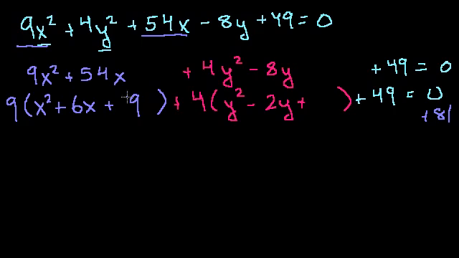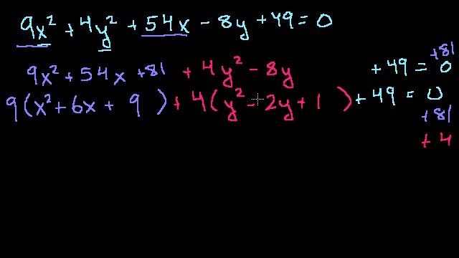This is the same thing, just to make that clear, as if I had a plus 81 right here. Plus 81, and of course I would have had to add plus 81 up here. Now let's go to the y terms. You take half of this coefficient, it's a minus 2, half of that is minus 1. You square it, you get plus 1. 1 times 4, so we're really adding 4 to the left-hand side of the equation. So let's add 4 here.